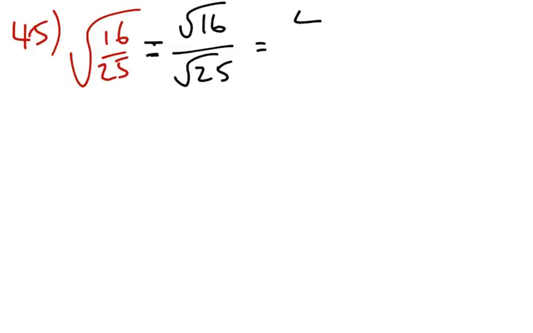Square root of 16 is 4. Perfect square, right? 4 times 4. Square root of 25 is 5. Oh, there's no radicals left. Anything that I have to do? No. That's your final answer. Because there's no radicals in the denominator, you don't need to worry about anything. And that's your final answer.